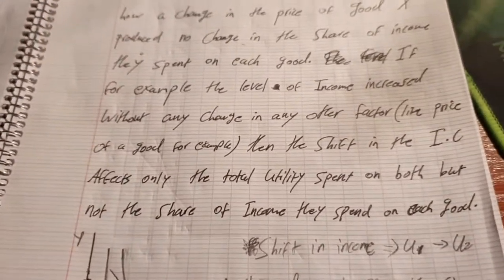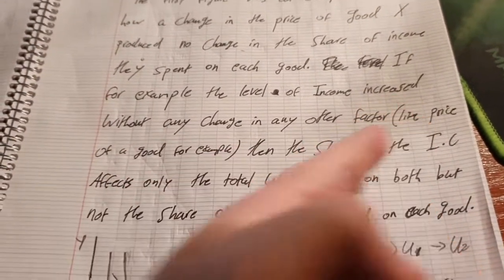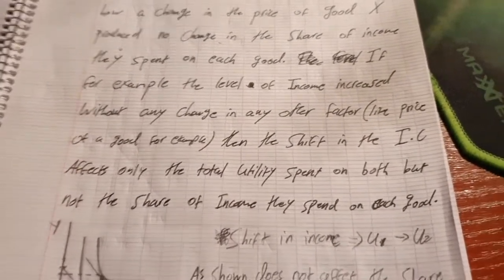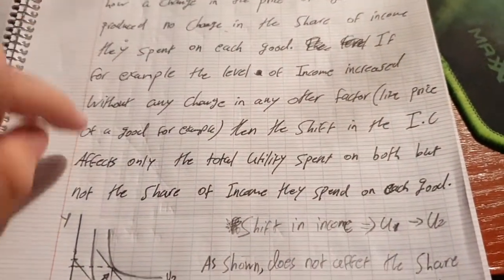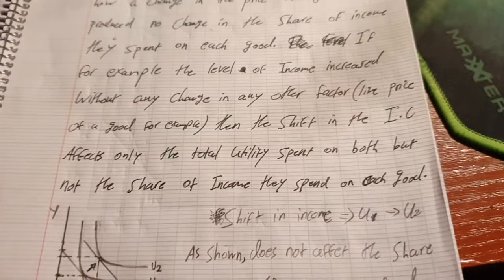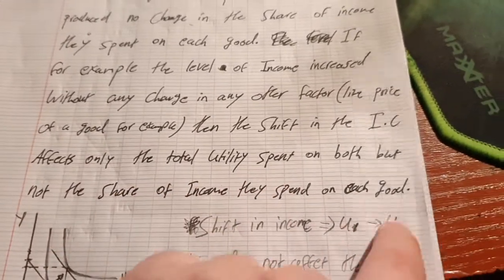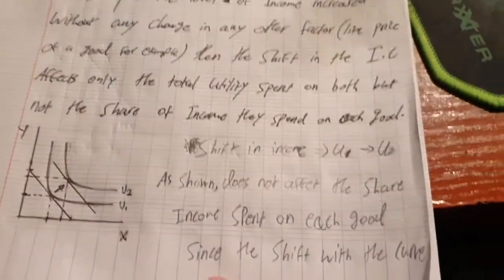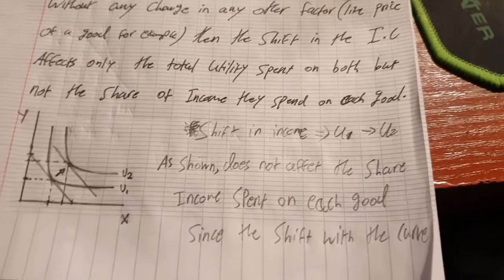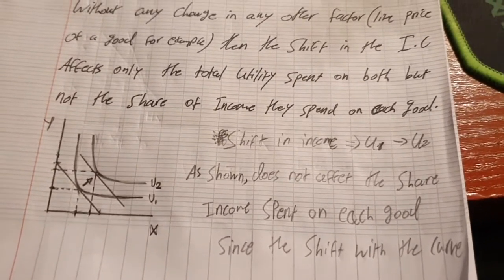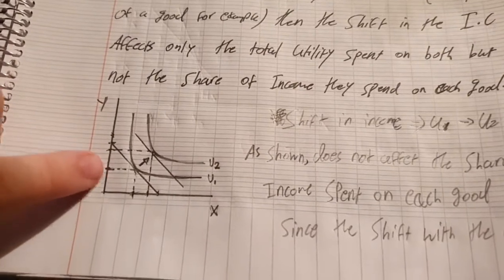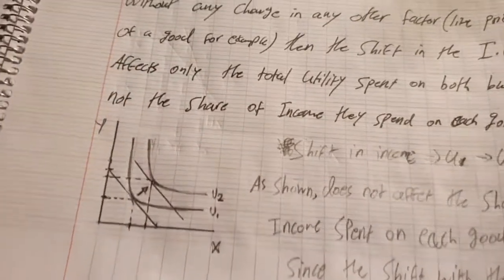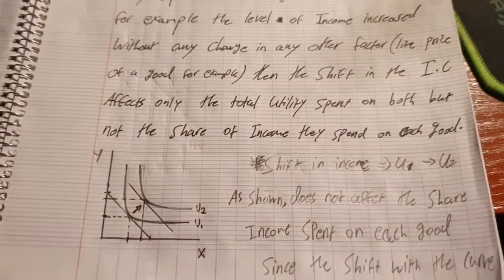We can see this more in an example. If, for example, the level of income increased without any change in the price of the other good, then the shift in the indifference curve affects only the total utility, not the share of the income they spent on each good. So a shift in income means from U1 to U2. As shown, it doesn't affect the share of income spent on each good, since it shifts with the curve. It goes from this point here to this point. They both shift; this point here moves with the curve. It doesn't affect the share of income for each good separately.